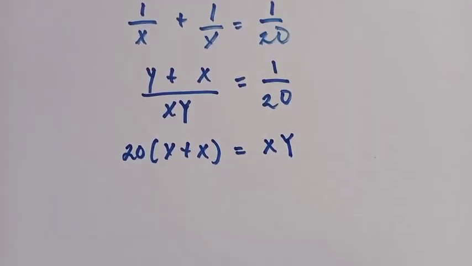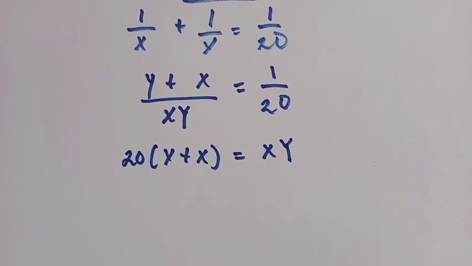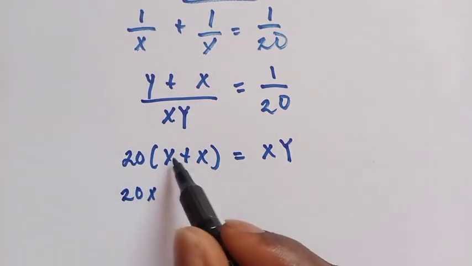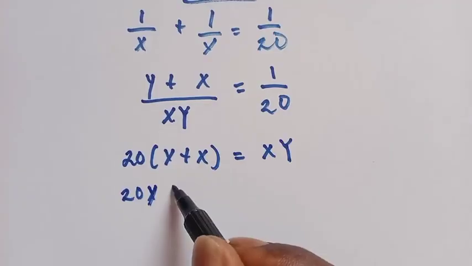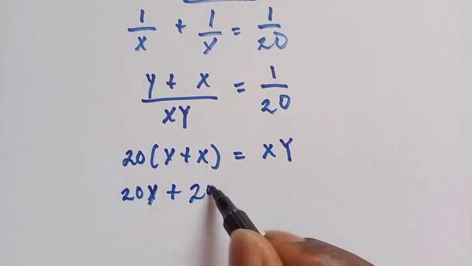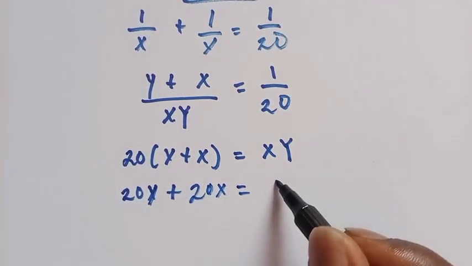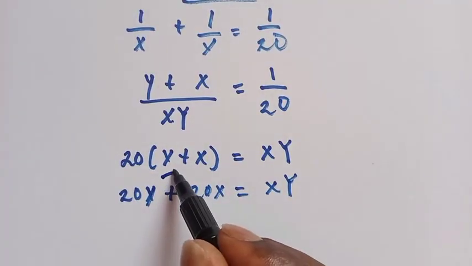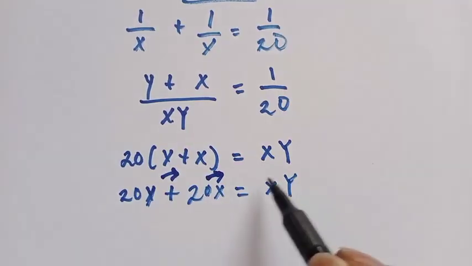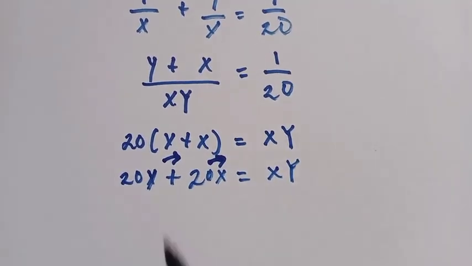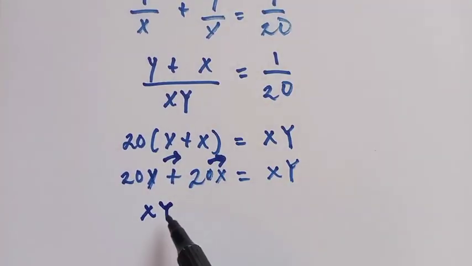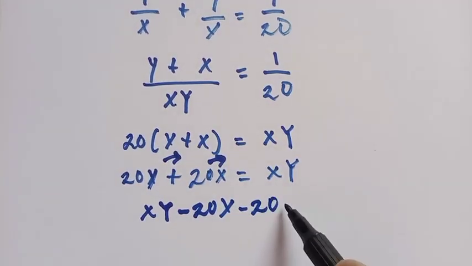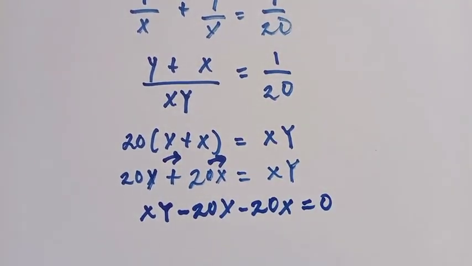which is xy. From this point, if I expand, I have that 20 times x will give me 20x, 20 times y will give me 20y, plus 20 times x, which is 20x, is equal to xy. Now, if I move 20y and 20x to the right hand side, I have xy minus 20y minus 20x is equal to 0.